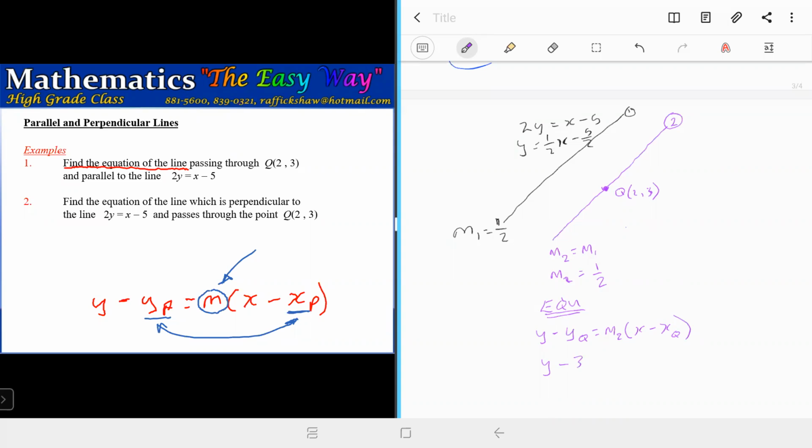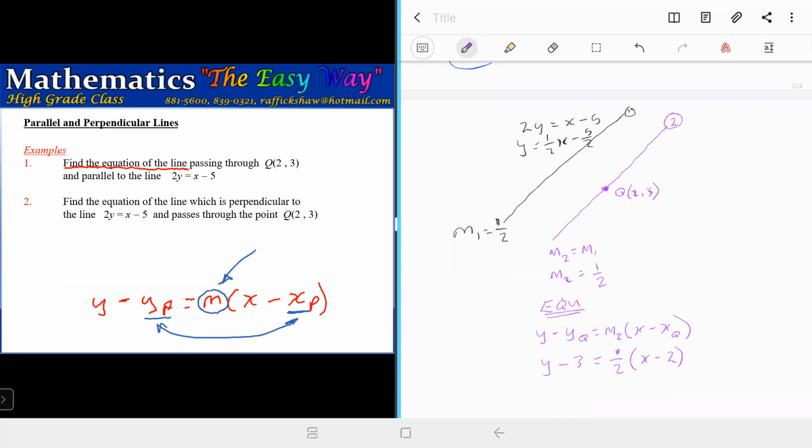Let's say the point is 2, 3, not 1, 3, no, 2, 3. Equals, the gradient is a half, bracket, x minus xq, the x value of Q, which is 2. And that's my equation. I just need to simplify now.